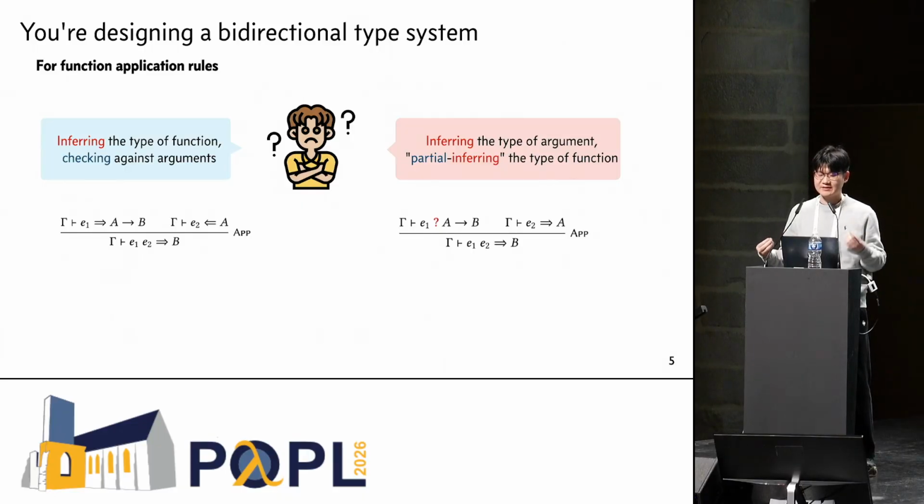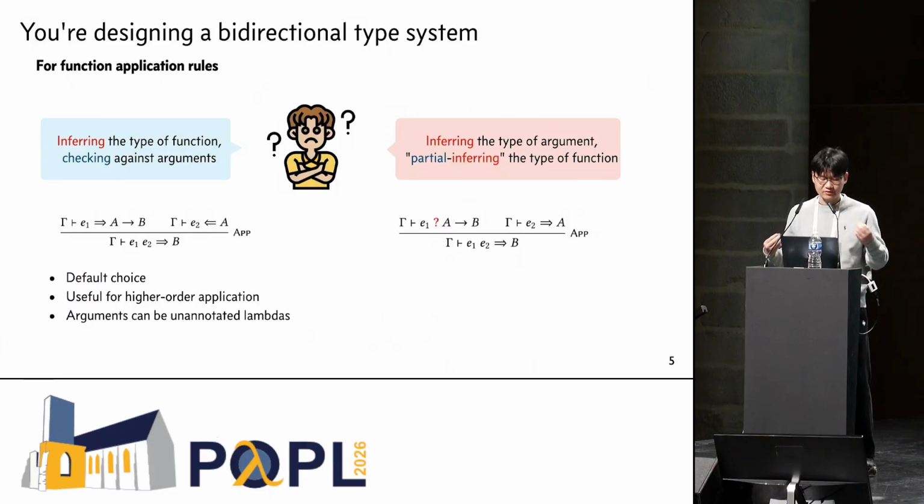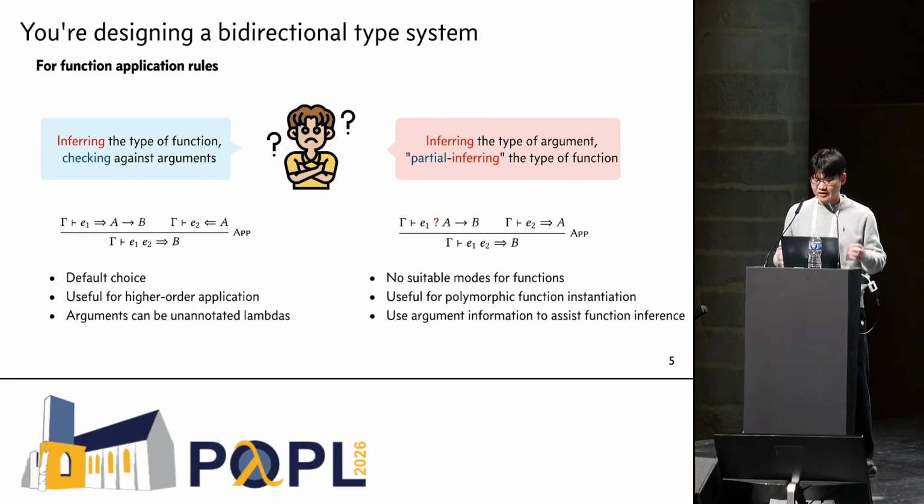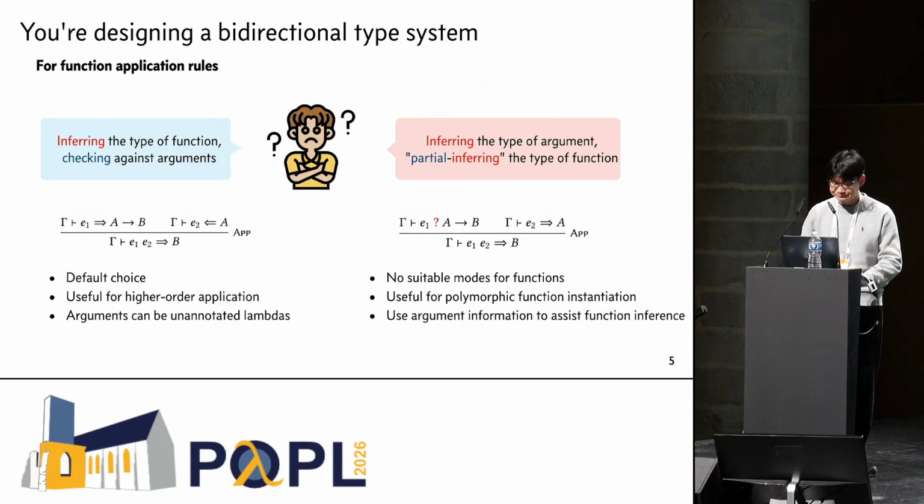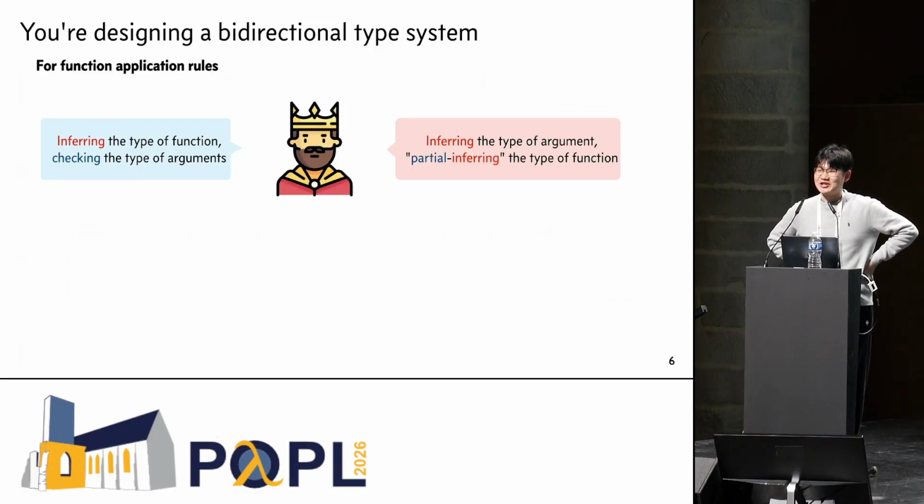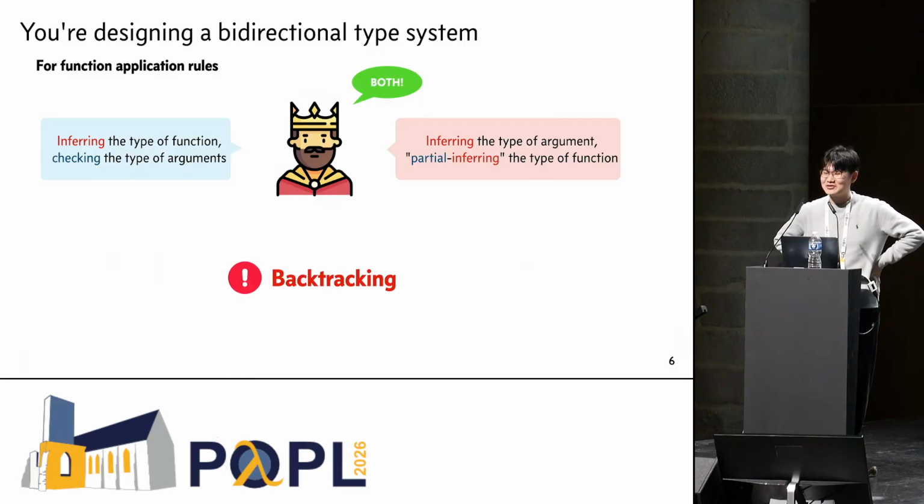We have no good specification for this. The first direction is great. It's the default choice for many languages, and it's very useful for higher-order application. The second one is that we have no suitable modes for the function, so I use a red question mark here, but it's still very useful, especially for type inference with polymorphic function instantiation, where you wish to use the argument information to assist the inference of functions. And if you are even more ambitious, you want both in your system. You get the second trouble, which is backtracking, because the two rules are syntax-directed overlapped.